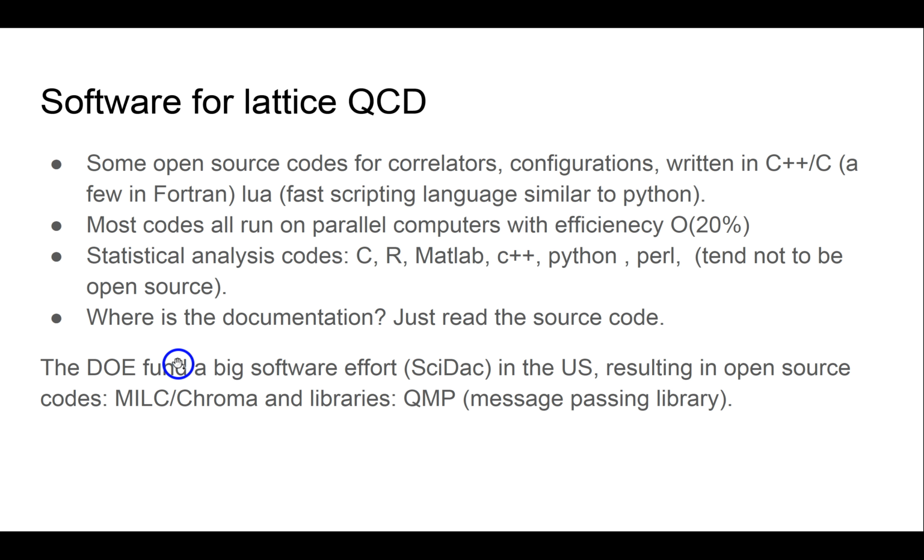The Department of Energy in the US funded a big software effort called SciDAC, resulting in a bunch of open source codes like MILC and Chroma. These do some of the things at the top, generating gauge configurations, and there are also libraries for specialized machines. People sometimes build a specialized machine for lattice QCD. They don't want to install the standard MPI library, the message passing interface, because lattice QCD codes don't use all of it. So they try to write a new lattice message passing library that uses a subset of the communications typically used by lattice QCD codes. This is a continuing effort, and the money is distributed around labs and universities.